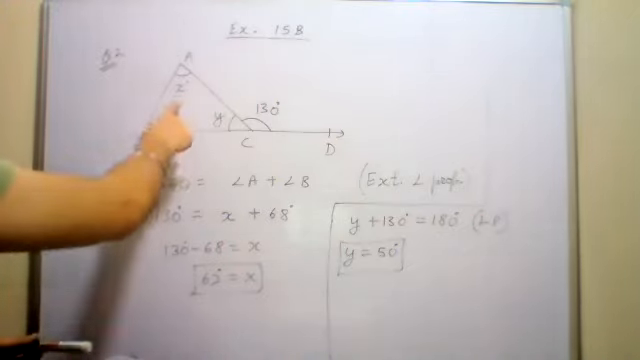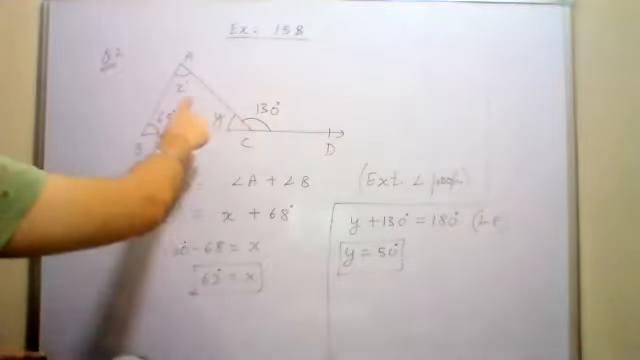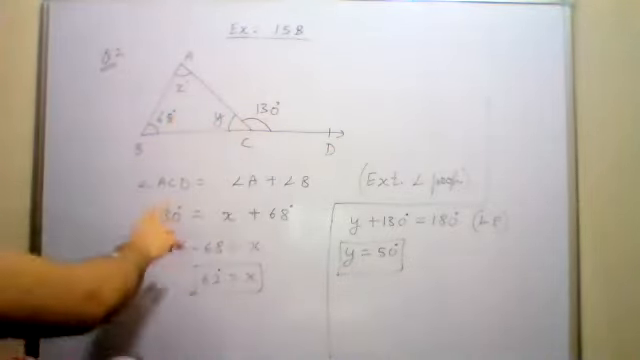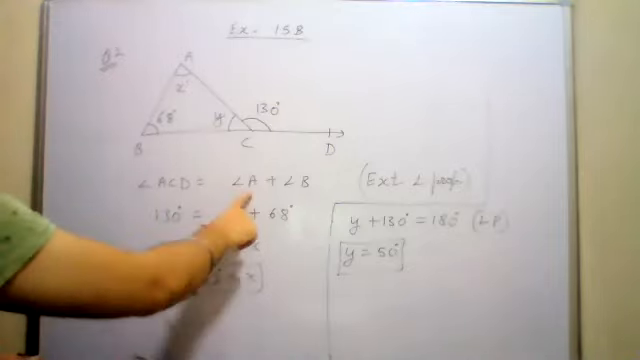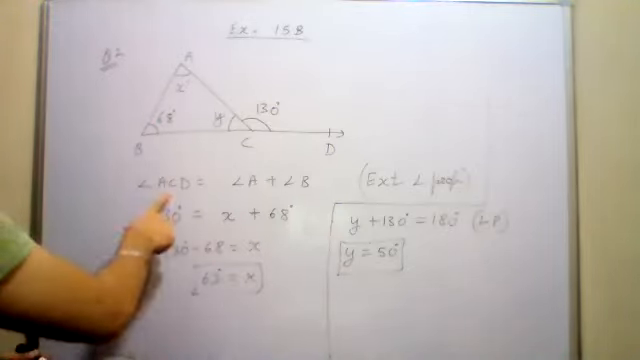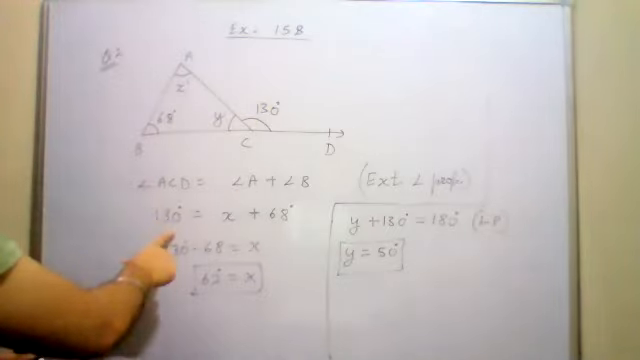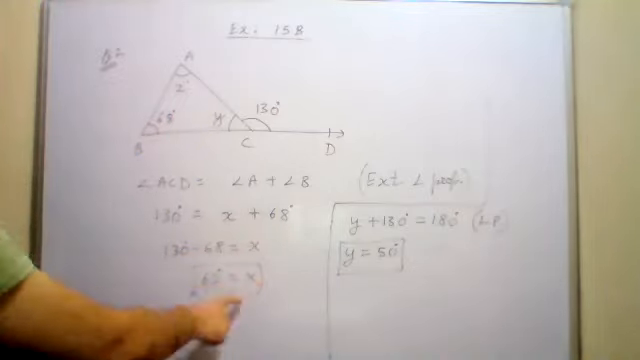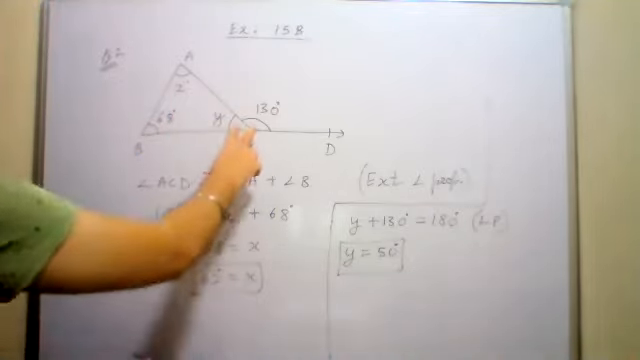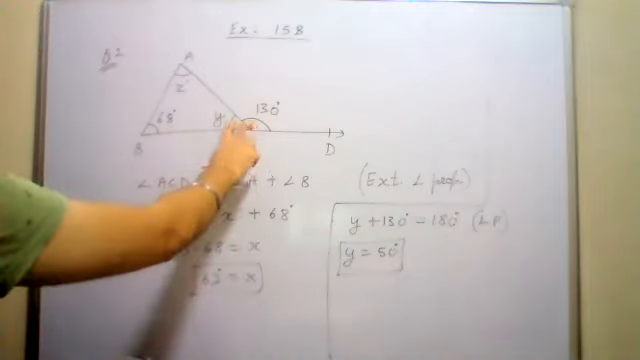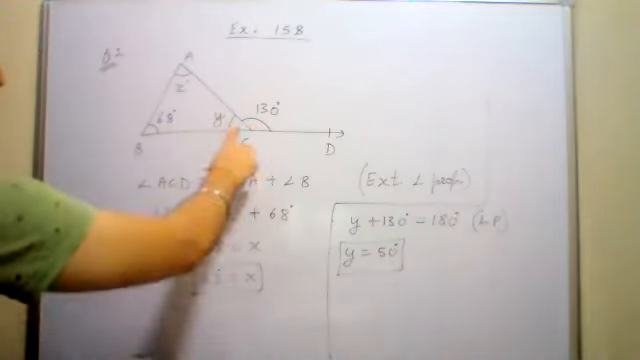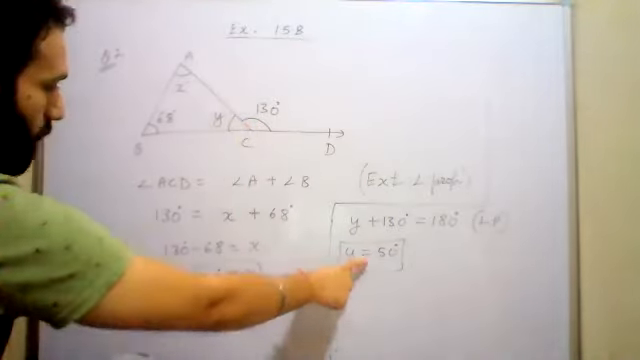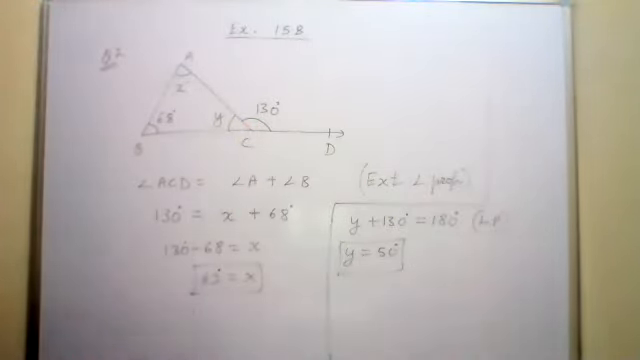Very easy. The sum of opposite interior angles is equal to the exterior angle. This property again we have used here. Angle ACD is equal to angle A plus angle B. So now put the value of angle ACD, which is 130. Angle A is X and angle B is 68. When you solve this, you get X equal to 62. And these two angles, you have all done this before also. These two angles are a linear pair, therefore the sum will be equal to 180 and you get y equal to 50 degrees. Similarly, you can do question number 3 on your own. You are going to do question 3 on your own in homework.